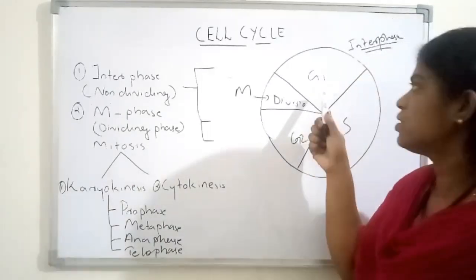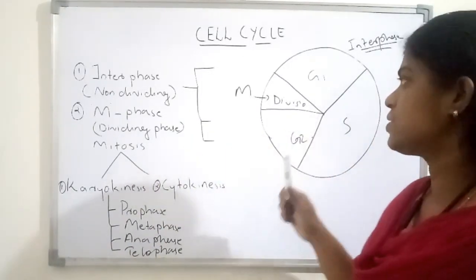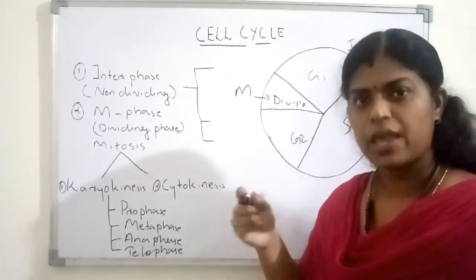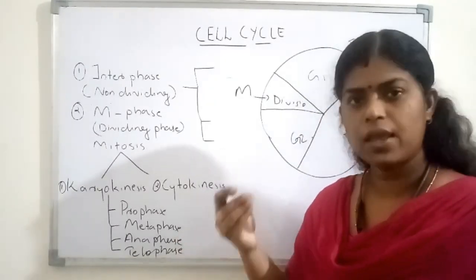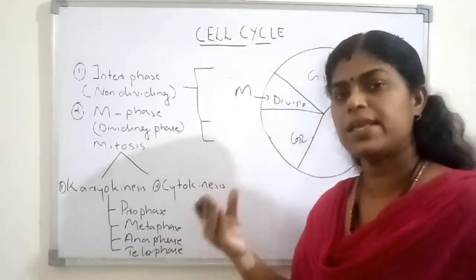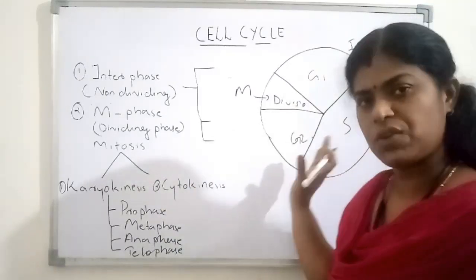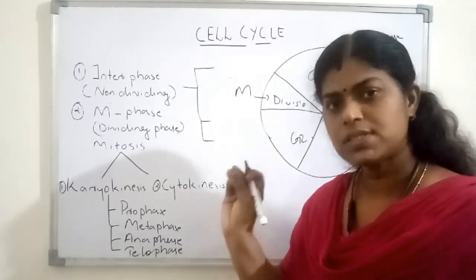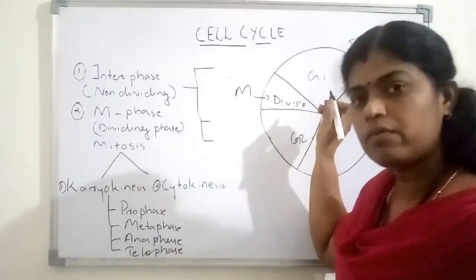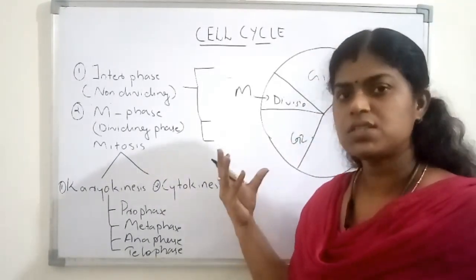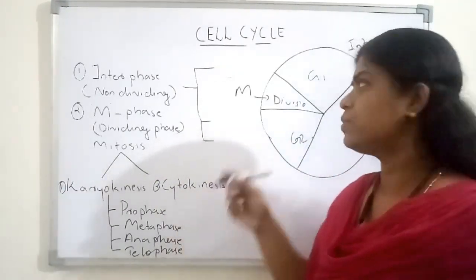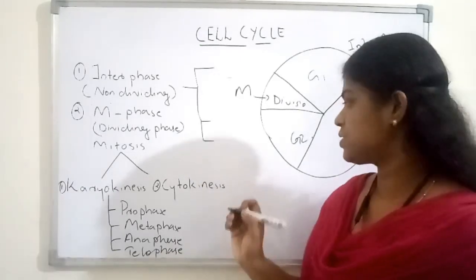So firstly, we are going to discuss the G1 phase. After the division, a new cell will form, okay? The newly formed cell is entering into the G1 phase. What are the changes taking place in a newly formed cell in G1 phase?